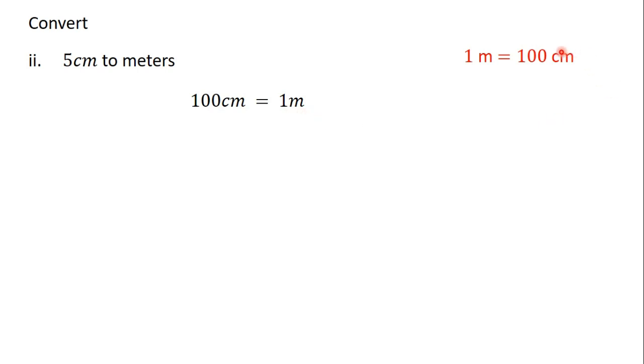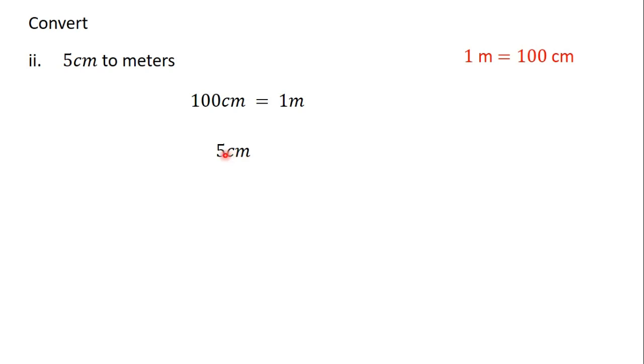We have not changed the rate. The rate is 1 meter is equal to 100 centimeters, which is the same as 100 centimeters is equal to 1 meter. But because we are converting from centimeters to meters, I prefer writing the centimeters first, that is, the centimeters on the left hand side and the meters on the right hand side. Now we have the rate: 100 centimeters is equal to 1 meter.